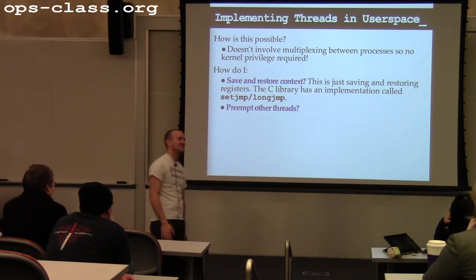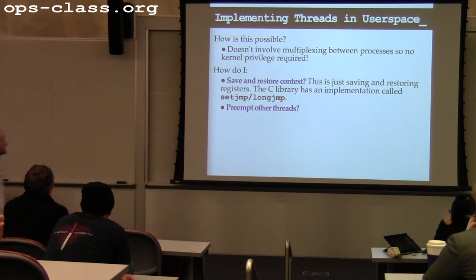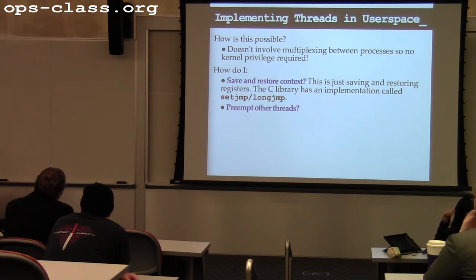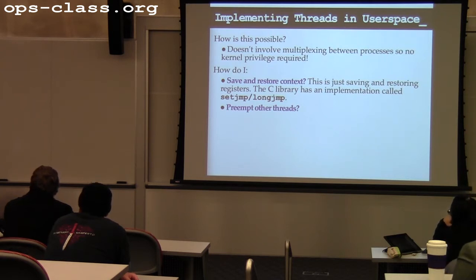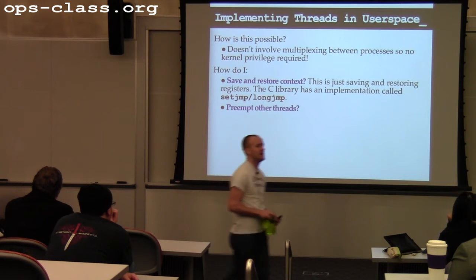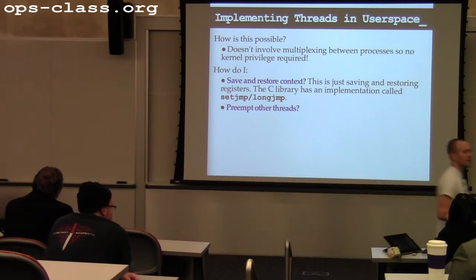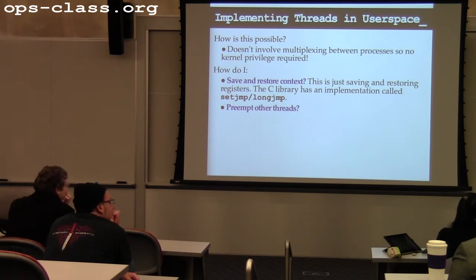Fibers. Yeah, okay. But here's the other question with user space threading libraries. Now I think maybe I've convinced you that I can save and restore thread state in user space. But how do I preempt other threads? How does the kernel preempt other threads? Let's go back to kernel level threading. How does the kernel keep threads from running forever? How does the kernel make sure that it has a chance to stop a thread and do something else?